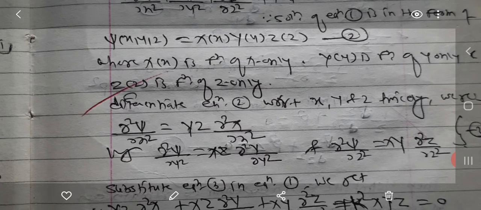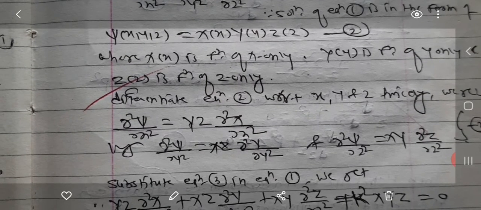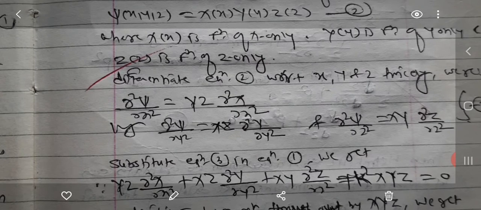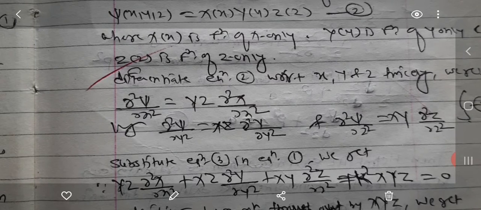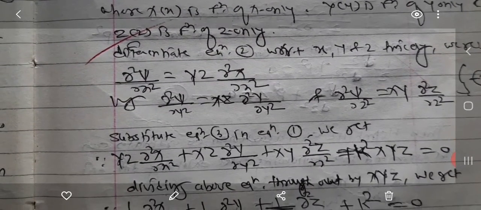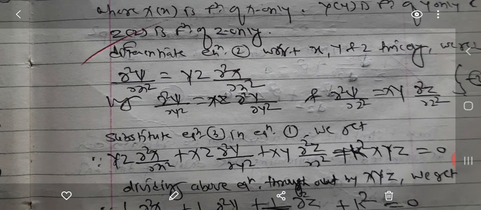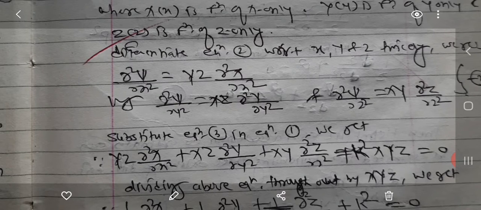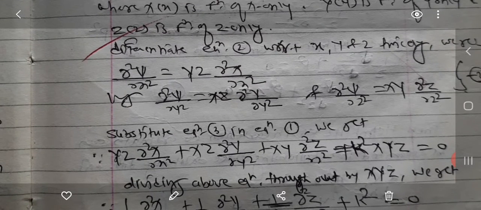First we differentiate with respect to x. ∂psi/∂x, with y and z constant, equals YZ ∂X/∂x, and therefore ∂²psi/∂x² is equal to YZ ∂²X/∂x². Similarly, differentiate equation 2 with respect to y; we get ∂psi/∂y, at this time x and z constant, XZ ∂Y/∂y, so ∂²psi/∂y² equals XZ ∂²Y/∂y². Also differentiate equation 2 with respect to z twice; we get ∂psi/∂z, at this time x and y constant, equals XY ∂Z/∂z, and therefore ∂²psi/∂z² is equal to XY ∂²Z/∂z².